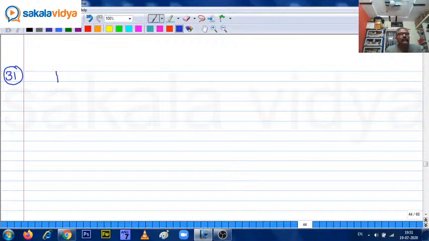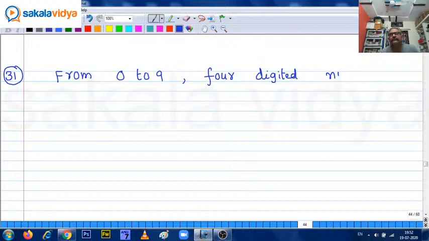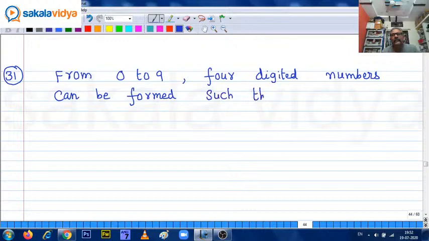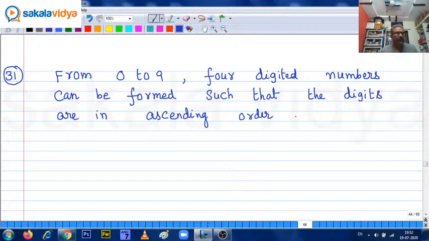From 0 to 9, 4 digited numbers can be formed such that the digits are in ascending order, is either ascending order or descending order, you must remember.